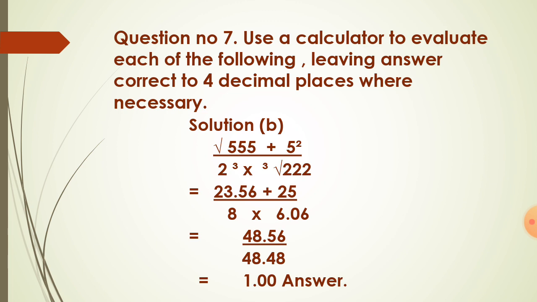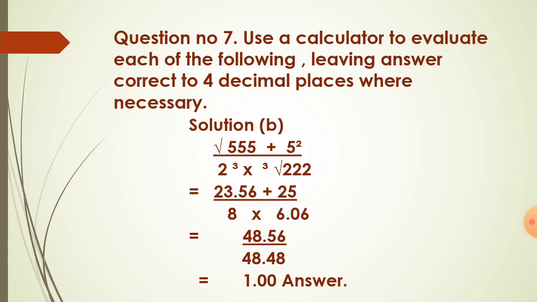Question number 7 is there. Use a calculator to evaluate each of the following, leaving the answer correct to 4 decimal places where necessary. Solution. B part is there. How to solve it? The question is square root of 555 plus 5 squared over 2 to the power of 3 times cube root of 222. Now how to solve it?